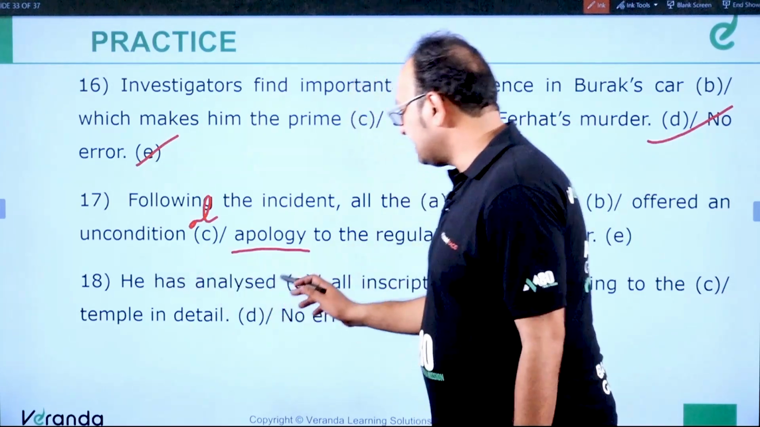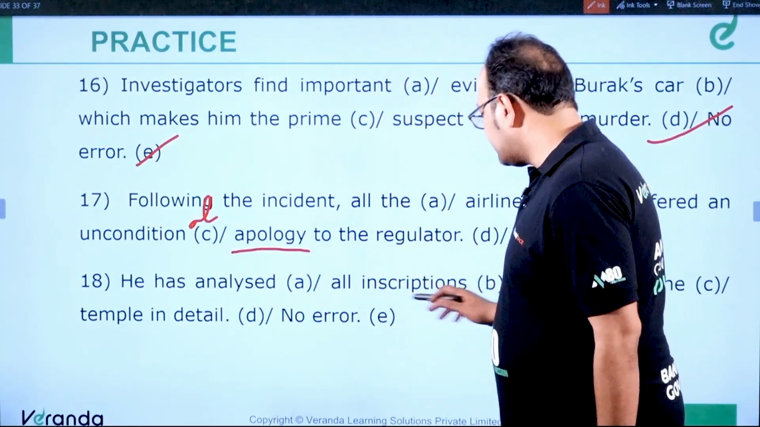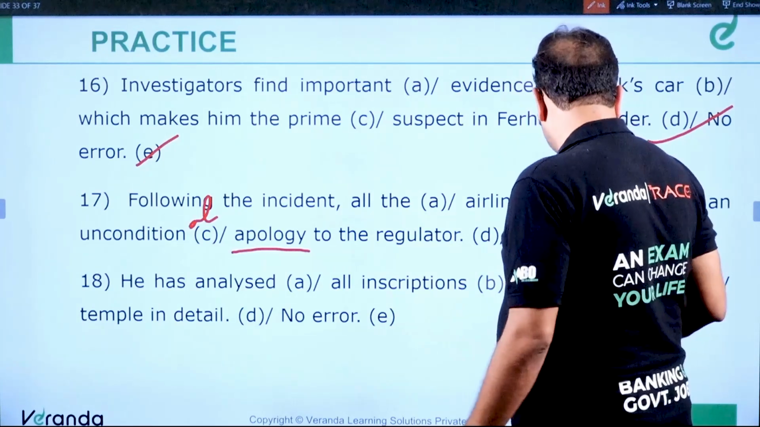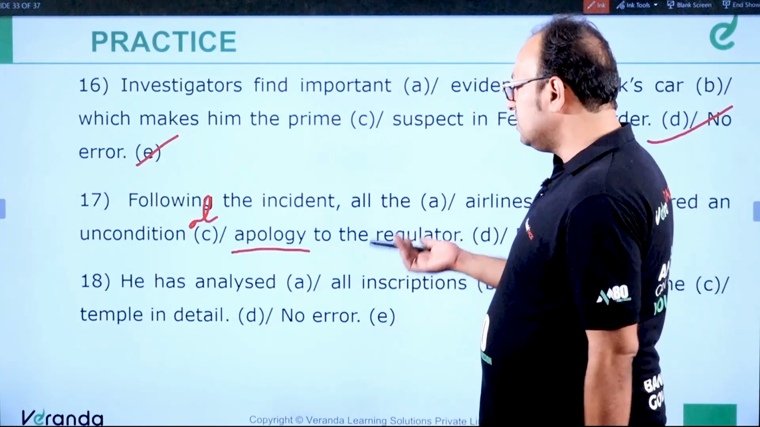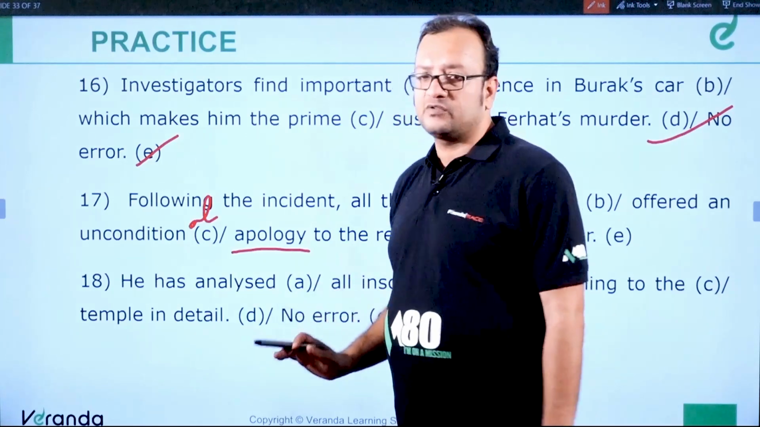He has analyzed all inscriptions pertaining to the temple in detail. Okay. He has analyzed, no error. All inscriptions, no error. Pertaining to means related to the temple in detail. No error. There is no error in this question.